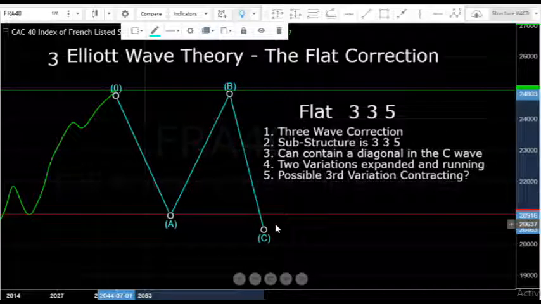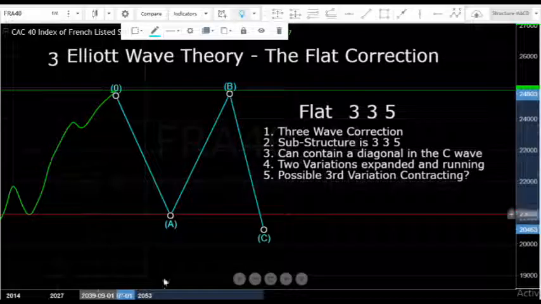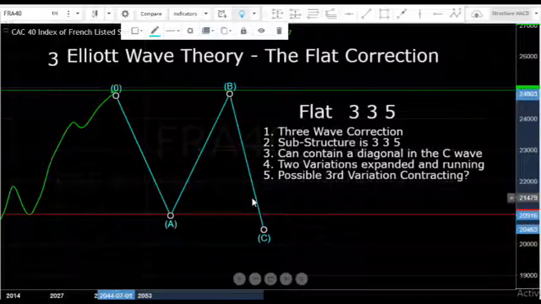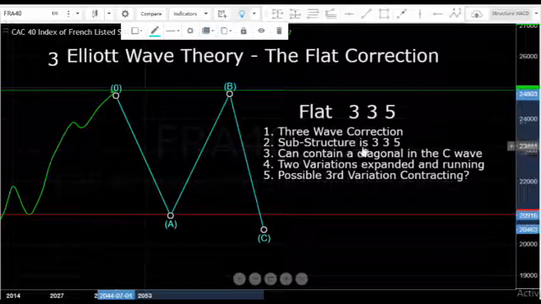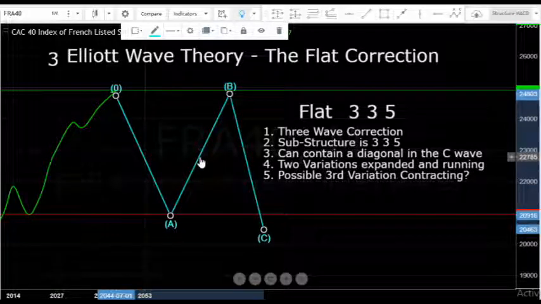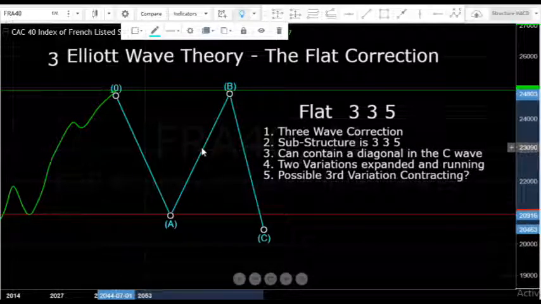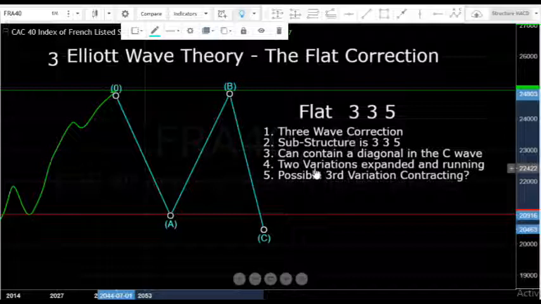And remember earlier when we were talking about diagonals, we said that a diagonal can show up in a C wave of a flat correction, and that would be in there. So we have a 3-wave correction, A, B, C. Substructure is 3-3-5. Can contain a diagonal, as we said, in the C wave position. It can't contain it there or there, because those aren't 5-wave substructures. And it has 2 variations, which we'll look at now, which is an expanding and a running flat correction.